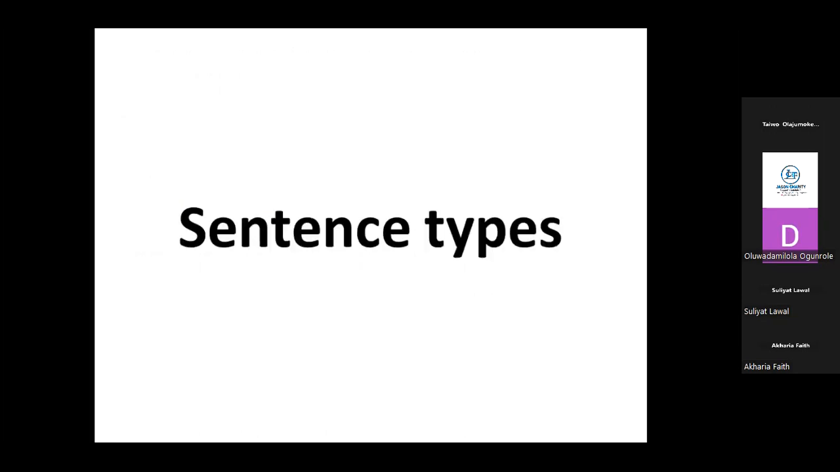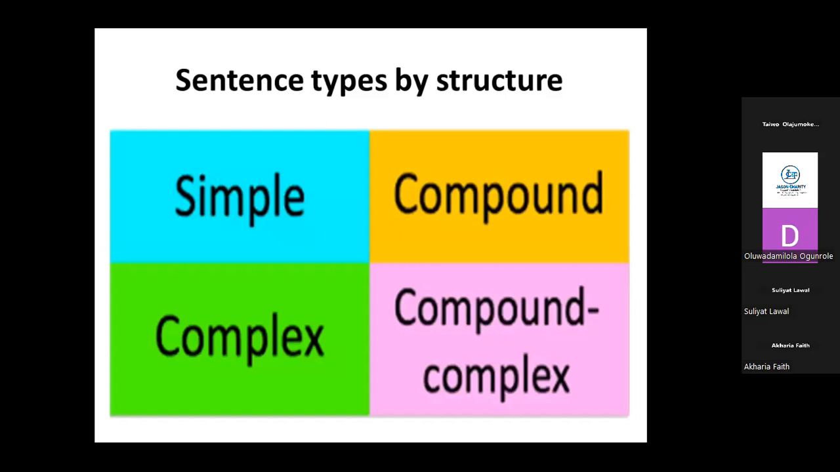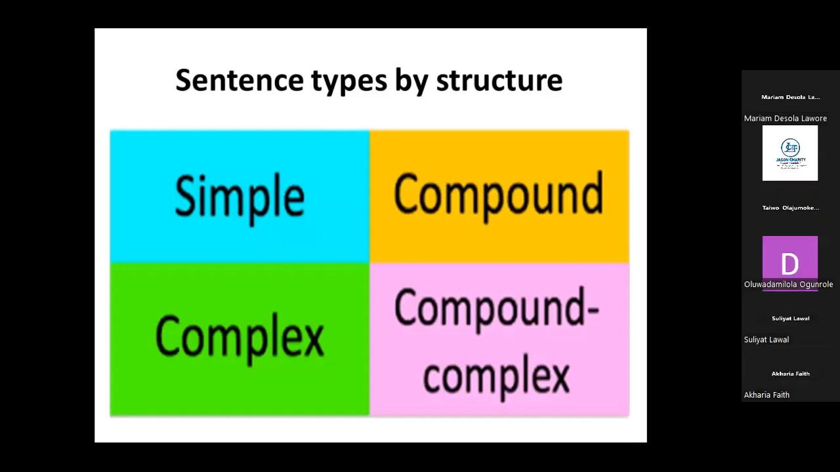And then we talk about the typology, saying that we have two typologies of the sentence. We have sentence type by structure and sentence type by function. For the structure, we have the simple, the complex, the compound, and the compound complex. And for the simple, we were able to say that a simple sentence would have just a main clause in it.